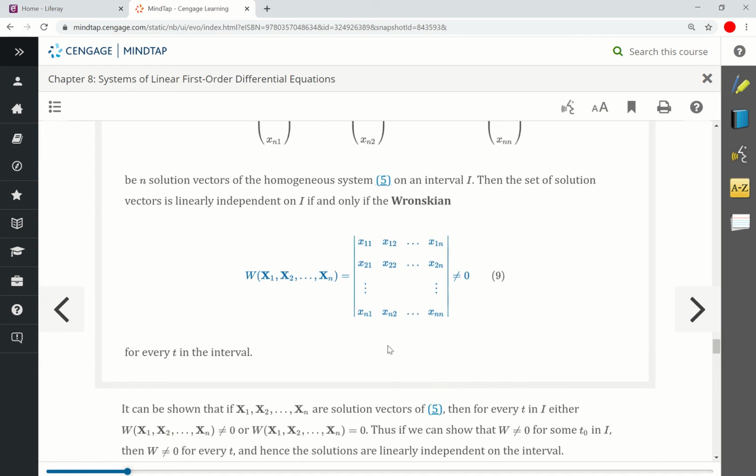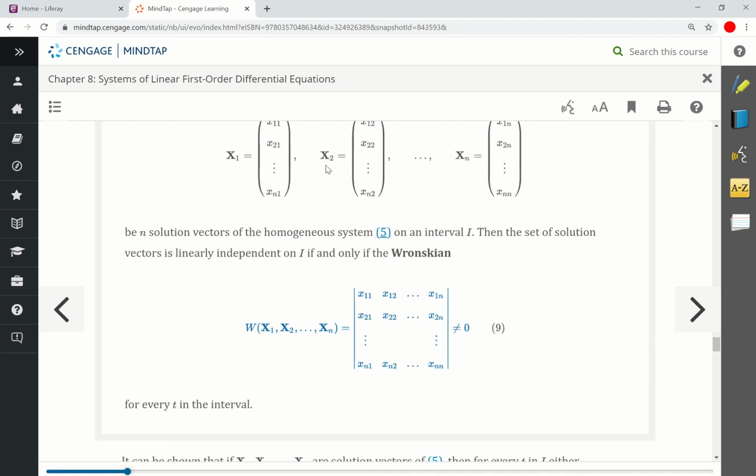So just as we saw from before, if the Wronskian is non-zero, then these solutions would be linearly independent. If the Wronskian is equal to 0 for some value t on the interval I, then the solutions would be linearly dependent.